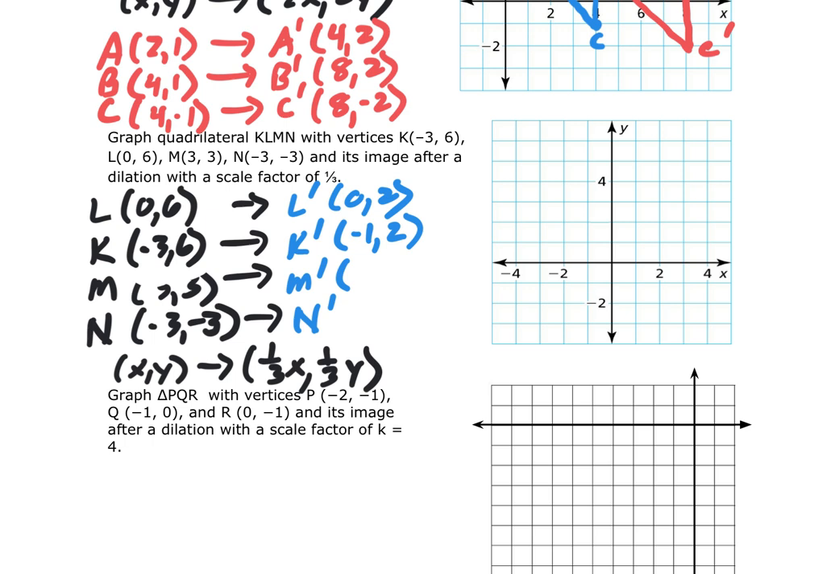I kind of cut off M. M was at 3. Okay, so both of these divided by 3. 3 divided by 3 would be 1, 1. And then N prime would be negative 1, negative 1.